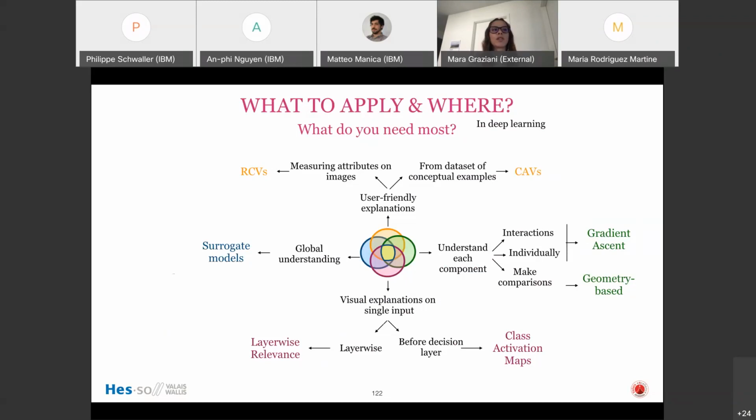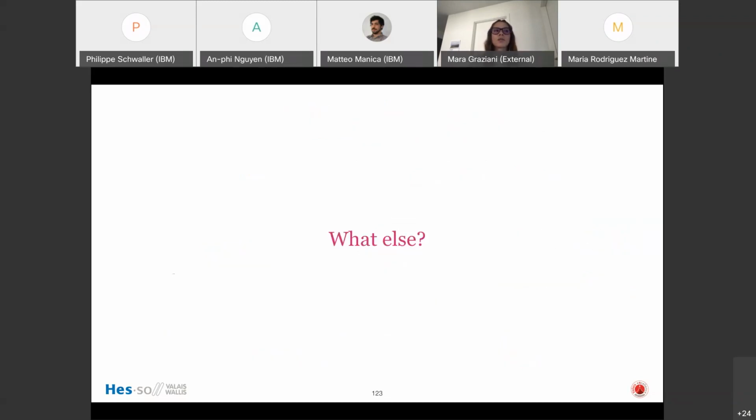If we want to have a global understanding, we may first want to have a look at local surrogate models or surrogate models. If we're looking for user-friendly explanations, so maybe by measuring image attributes or by having a dataset of conceptual examples, we may look at RCVs and CAVs. What else? Can we go beyond the interpretation?